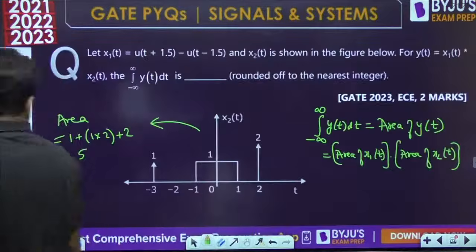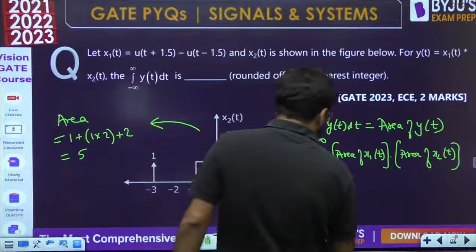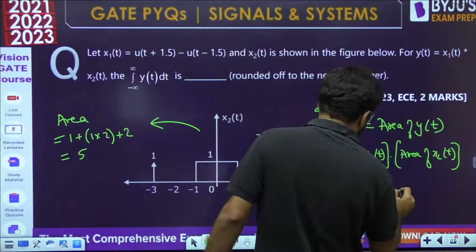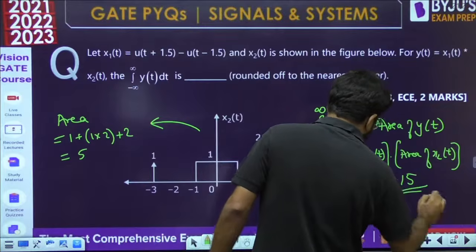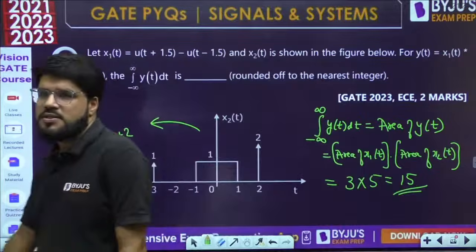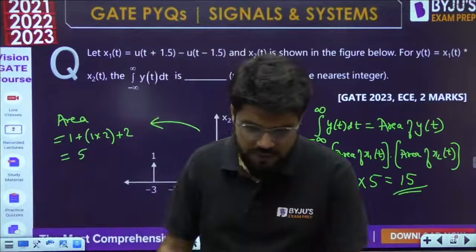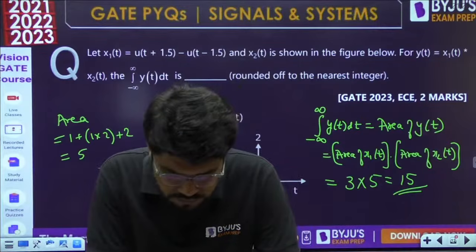So now the area of x1(t) multiplied by the area of x2(t), which we found to be 5. So the correct answer for the question is 5. Very simple question, 2 marks. Again, it is simple if you know the correct properties.